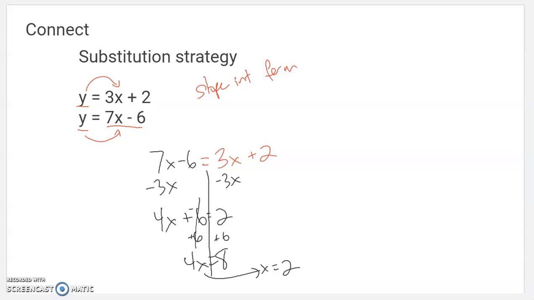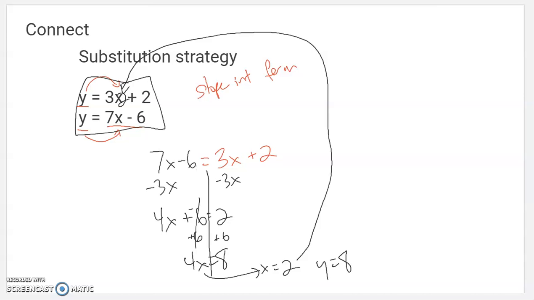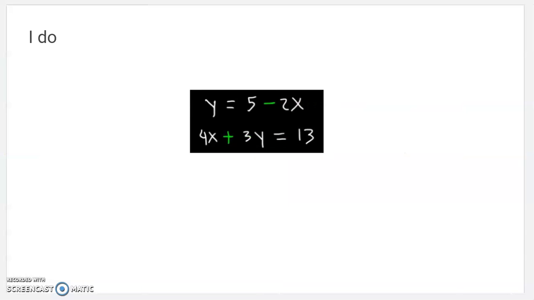And once I know x, I can go back to my original equations to find y and say, okay, I know x, so I'll plop x in there. X is 2. 3 times 2 is 6, plus 2 is 8. So that's what we did yesterday. Both equations were in slope-intercept form. Super nice, super easy. Sometimes you run into situations like this, where one equation's in slope-intercept form and the other is not.